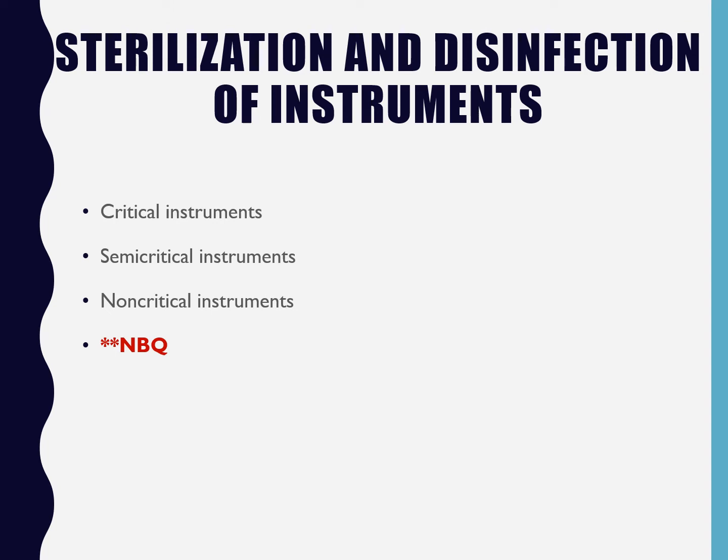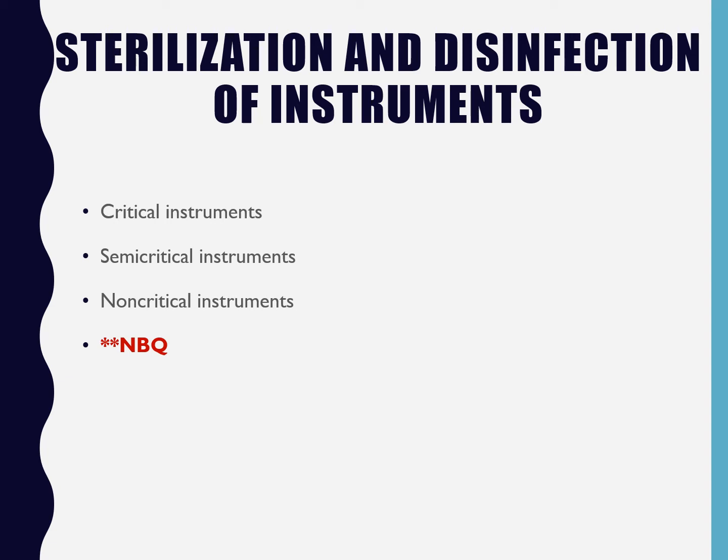The other one is semi-critical, which are things that touch the soft tissue, but they do not penetrate that soft tissue. Man, I say the word penetrate so many times more than I really should. And so our mirror is a semi-critical instrument. All of our beam alignment devices and our film holders, those are all semi-critical because they go inside someone's mouth and they touch that soft tissue.